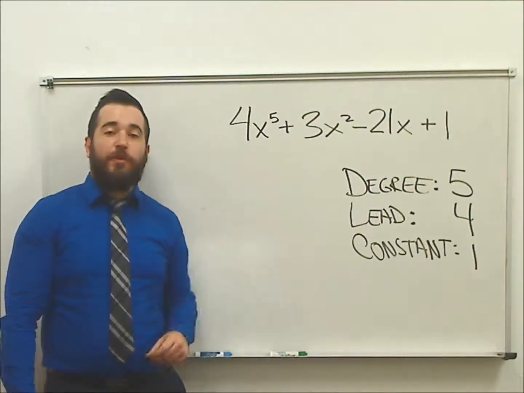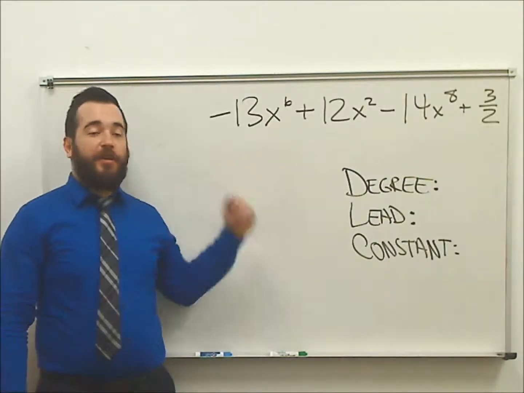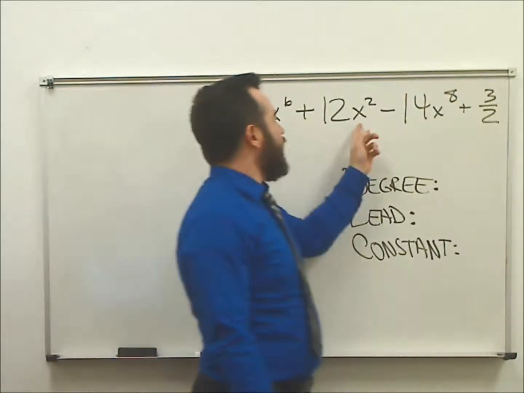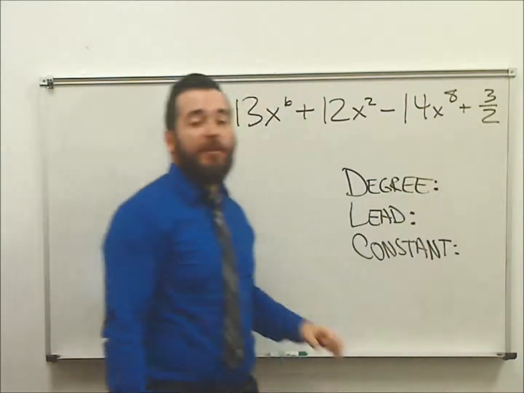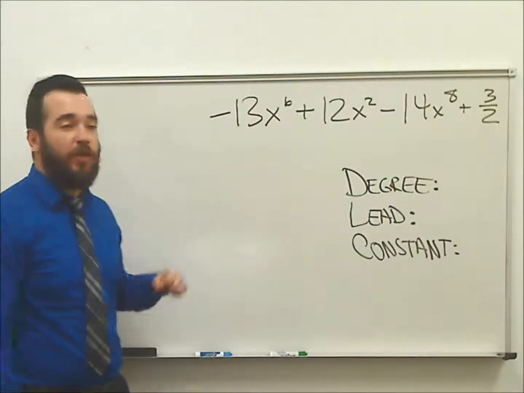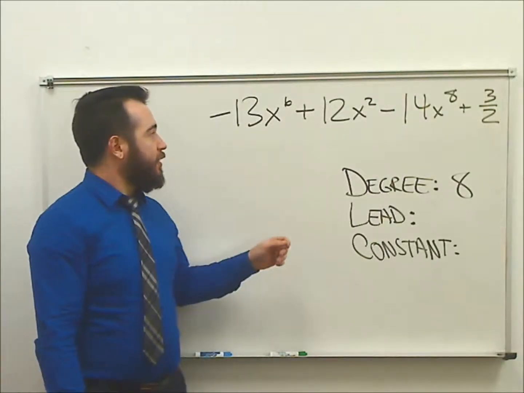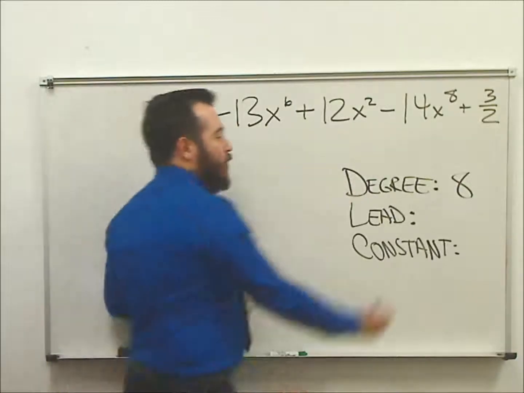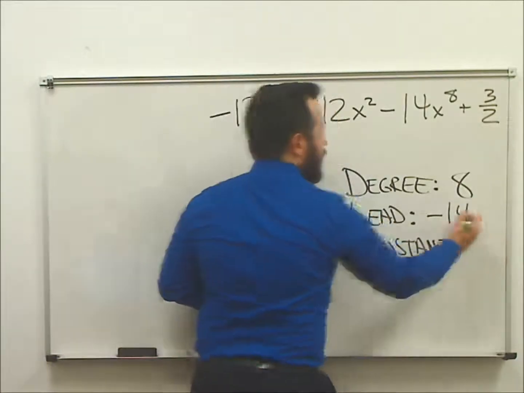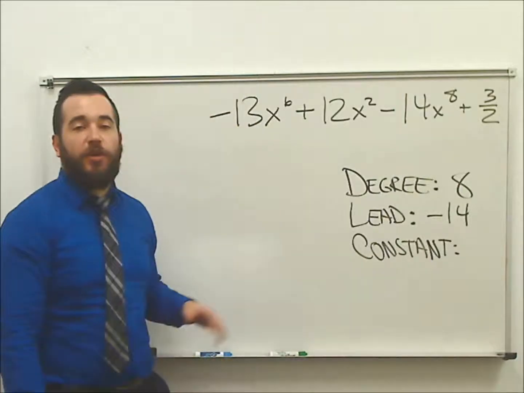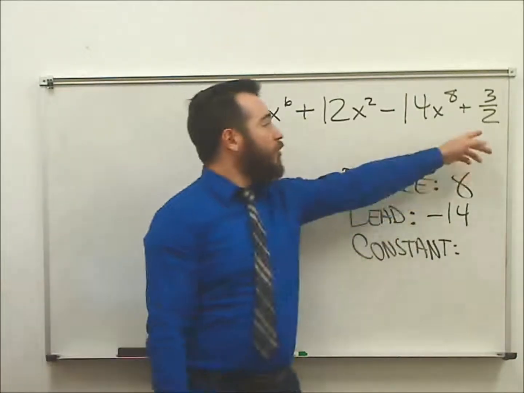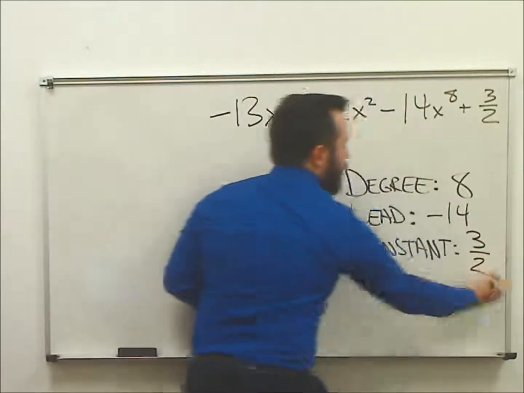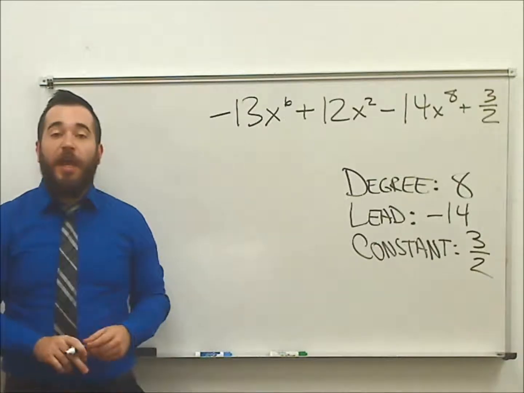Let's try one more example. There we are. So let's start looking for our highest power of x. Got x to the 6th, bigger than x squared, but x to the 8th is going to be the highest power of x, which makes our degree 8. Lastly, our lead term is the coefficient attached to the highest power of x, which is negative 14 in this case. And lastly, our constant term, or the term without any variable attached to it, we've got this little 3/2 right here. So our constant term is 3/2. And there you go.